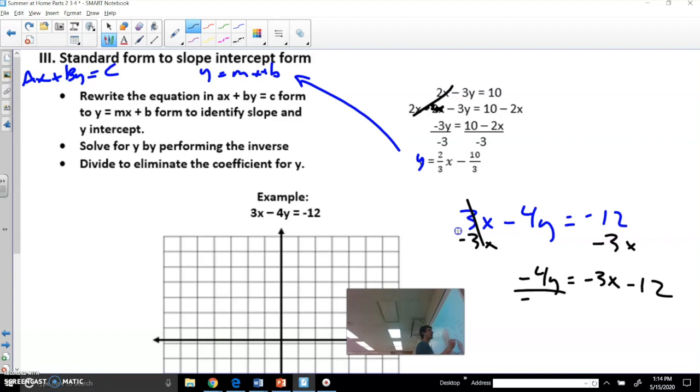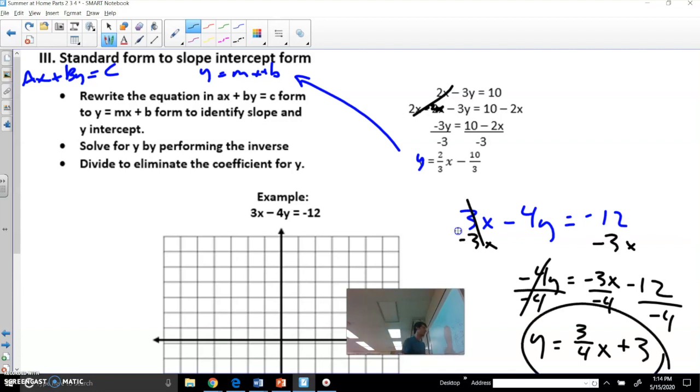So now I want to divide this value over to the other side, because when you're moving things around in an equation, you always want to think about what the opposite operation would be of what it's currently doing. Negative 4y, you're currently multiplying, so we want to undo that by dividing it to the other side. So we have some simplification here. Negative divided by negative, that's positive 3/4 x there, it doesn't change. And then negative 12 divided by negative 4 makes positive 3.